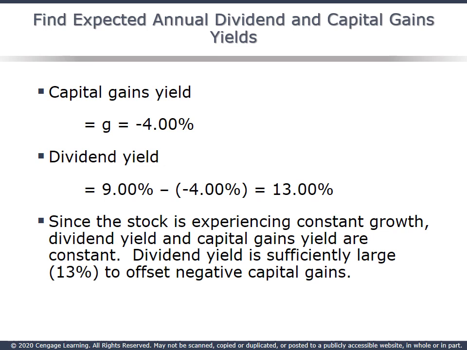So the dividend yield is 13%. The capital gains yield is minus 4%. And since the stock is experiencing this negative constant growth, dividend yield and capital gains yield are constant. Dividend yield is sufficiently large to offset negative capital gains.